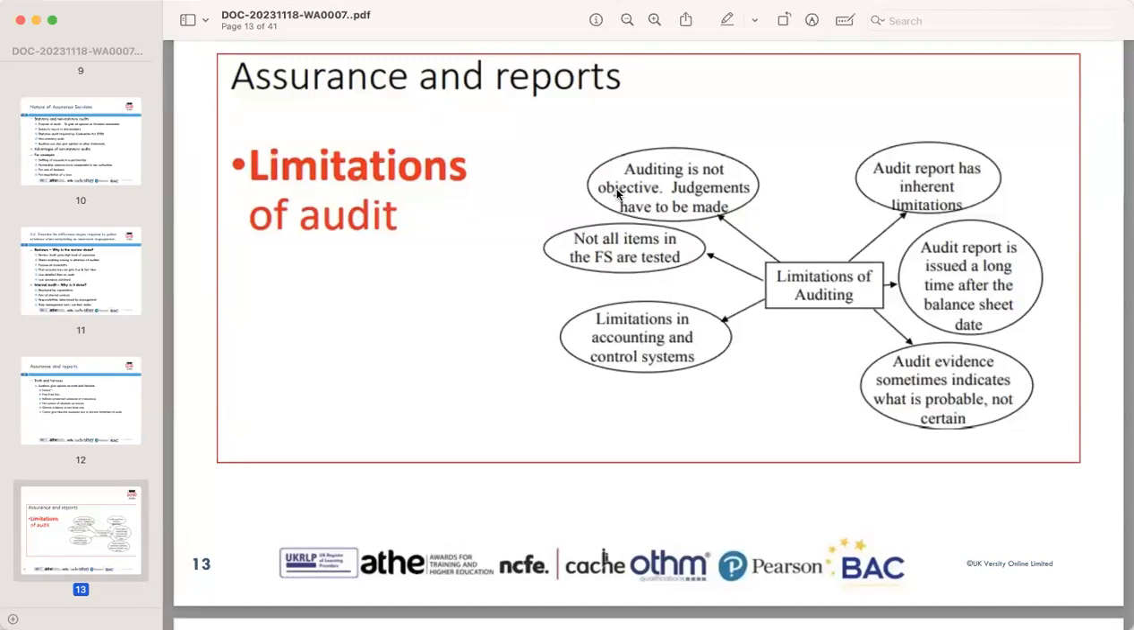So these are the rules of IFRS, this whole assurance report and limitations of audit. Is this coming from IFRS, the International Financial Reporting Standards? These limitations of audit? Yeah. Okay. So if they're coming from them, then we just need to abide by it.